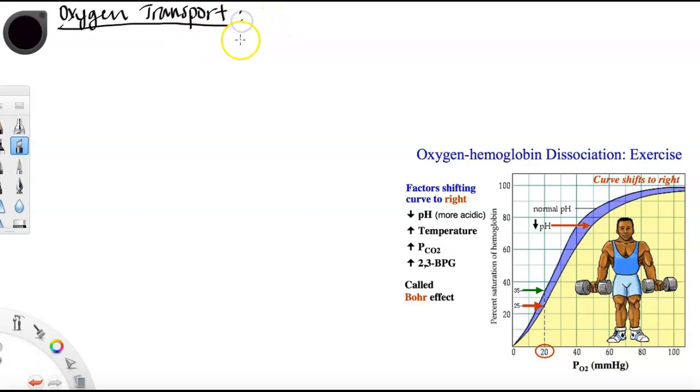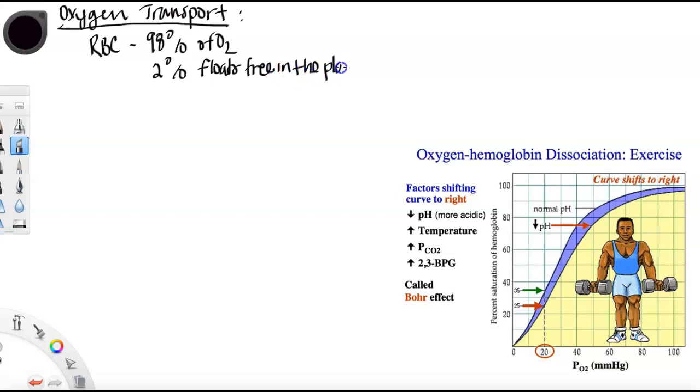So in a red blood cell, that is where about 98% of oxygen is transported, inside the red blood cell. About 2% floats free in the plasma. So most of it is in red blood cells on hemoglobin.